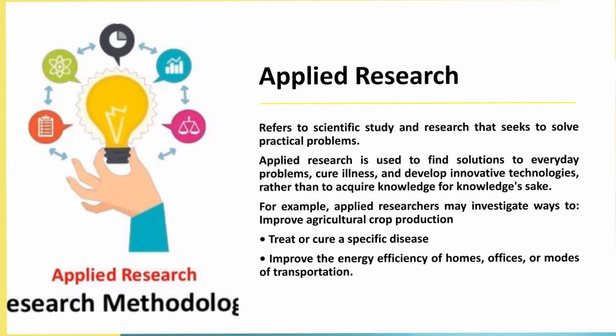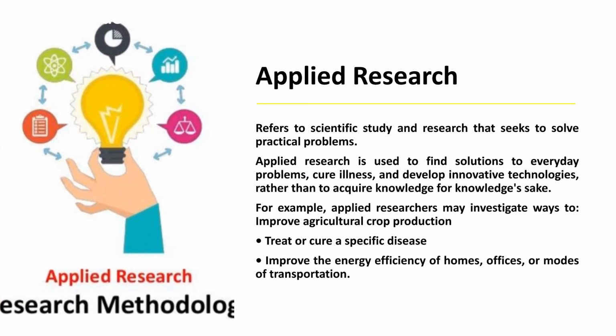Then again, this basic research can be divided into three types: primary, secondary, and tertiary. Now, coming to the applied research. As the term includes applied, you are trying to derive new knowledge, but this knowledge should have certain application. For example, it refers to a scientific study and research which seeks to solve practical problems. So, something with a practical approach, such as the development of a new drug, a new dosage form, or a new use.